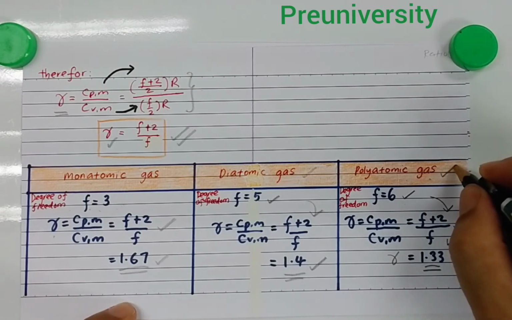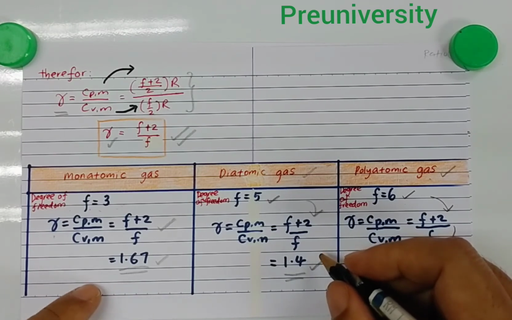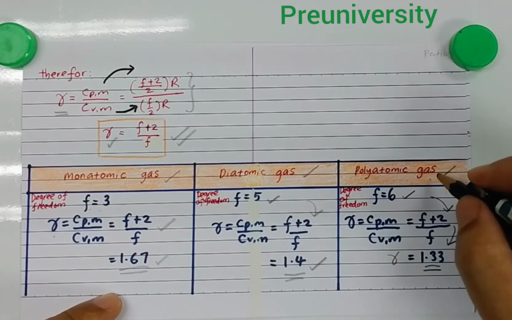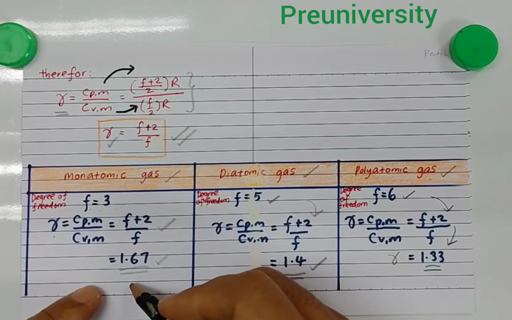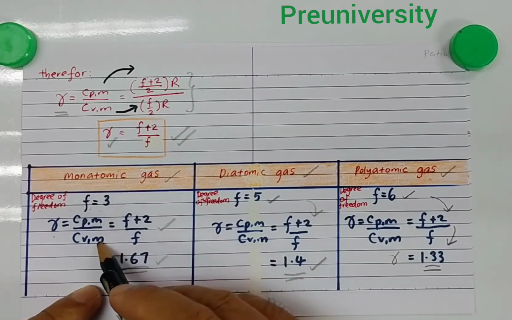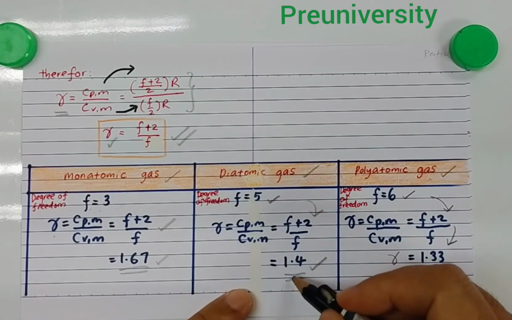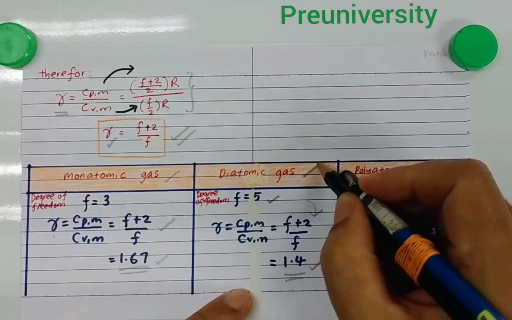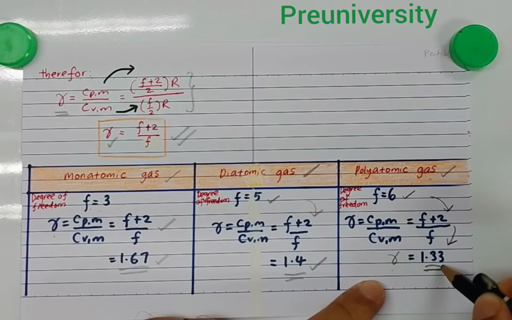So that means we can use the ratio gamma to know whether the gas is a monatomic gas, diatomic gas, or polyatomic gas, by knowing the ratio of CPM over CVM. For example, in a calculation, if we get the ratio gamma of 1.4, that means the gas is actually a diatomic gas. If we get the ratio gamma of 1.33, that means the gas is a polyatomic gas.